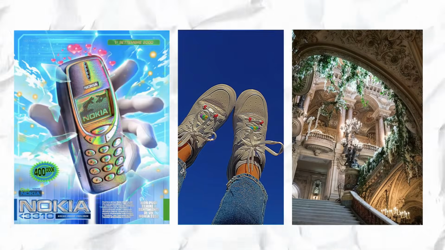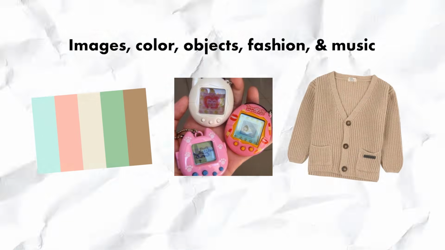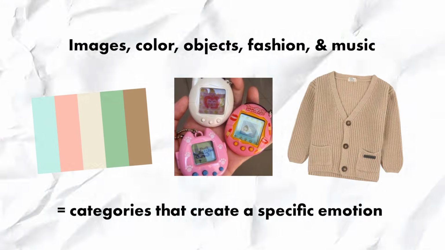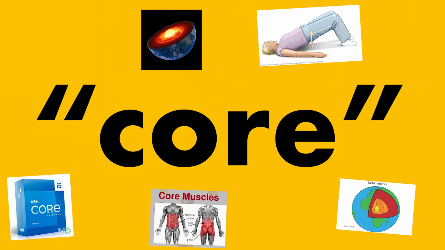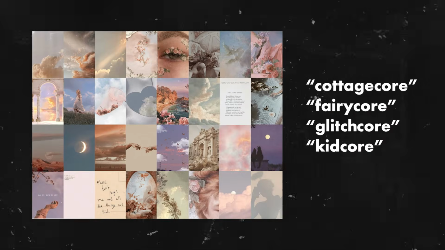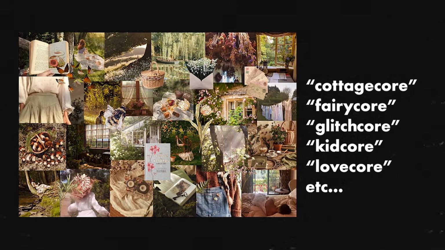In this video, I'll be explaining every type of aesthetic. If you don't know what an aesthetic is, it's basically a collection of colors, imagery, objects, or fashion that all convey a similar emotion. You might have heard of the term core, which is basically a suffix used to describe anything that is similar in some way and that is grouped together to convey a certain meaning.